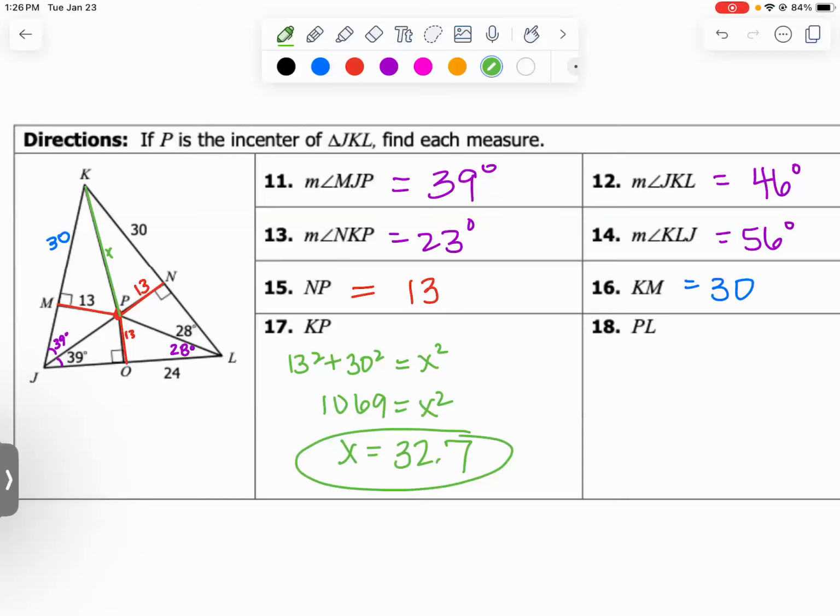Okay, so we're not gonna do it because we're running short on time with the MAP testing schedule. But if we were gonna find PL, we could do the same thing. We know that this is 13. We know that this is 24. What is another measure that is 24? What else is 24? How about NL? NL and OL are both 24. You see that?